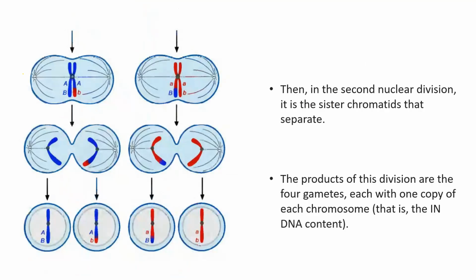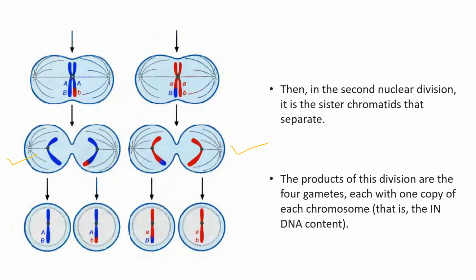You can see that the sister chromatids are being separated here, the blue getting separated from blue and the red chromosome separating from red. The products of this division are the 4 gametes, each with 1 copy of each chromosome, that is 1N DNA content, and the gametes are haploid.